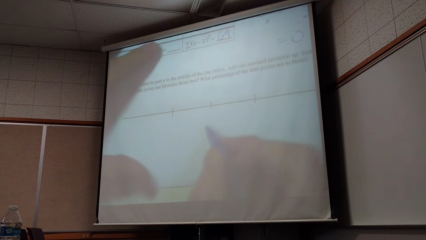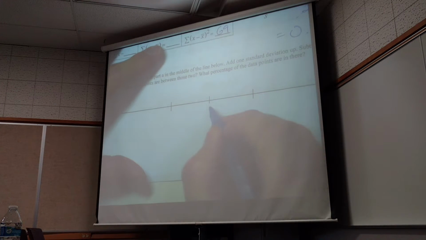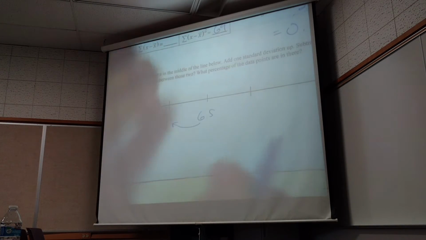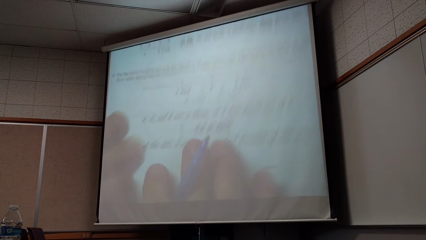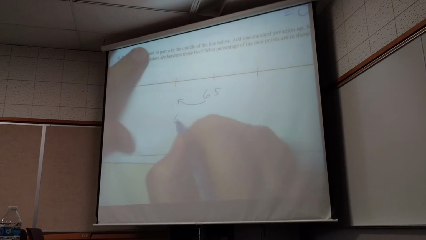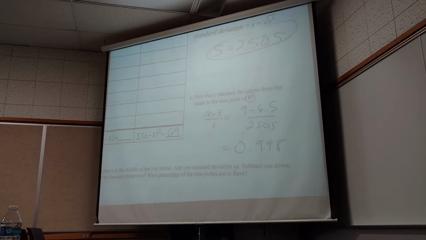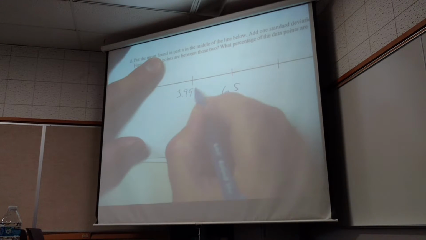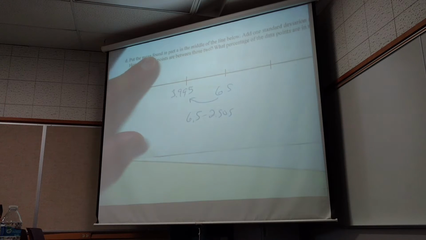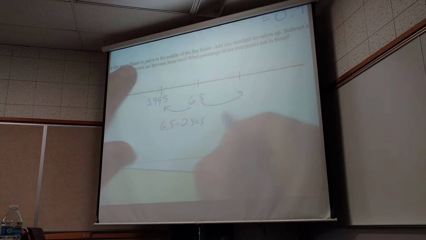Where am I at? The mean was 6.5. Just to remind you, there's a whole other side with all these problems worked out as examples. If I go down 1 step, and every step is this big, where do I end up? About 3.996, something like that. And if I go up 1 step, where do I end up?